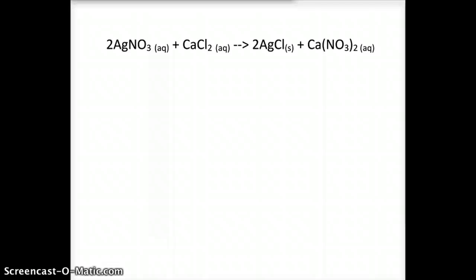If we look at a chemical reaction that shows solubility, what is actually going on? Well, in this case, we have two solutions. We have AgNO3 and CaCl2. So this is silver nitrate dissolved in water, and this is calcium chloride dissolved in water. And we're going to mix these together into one beaker.